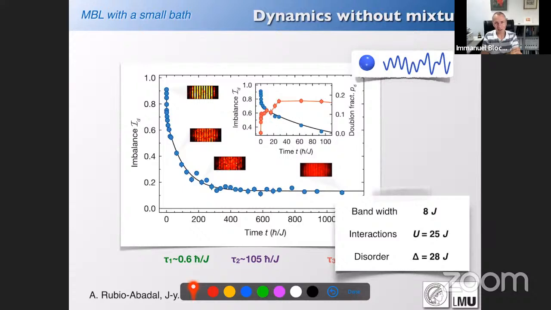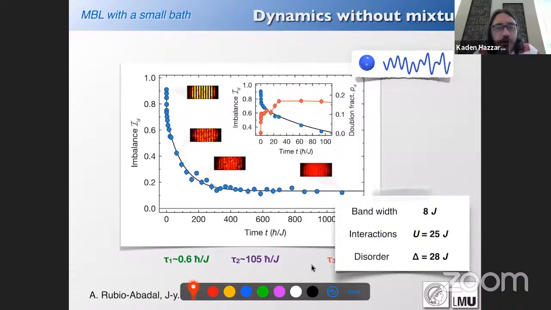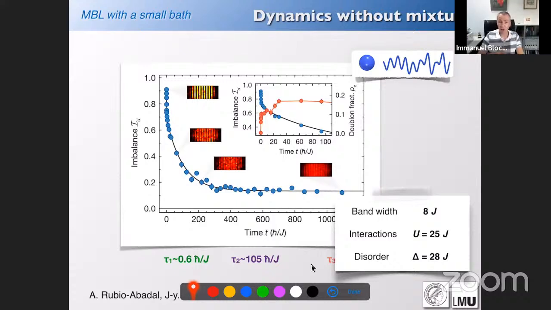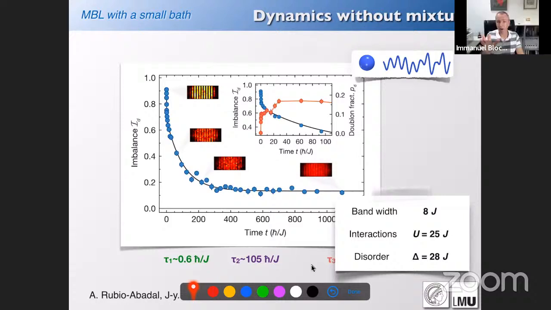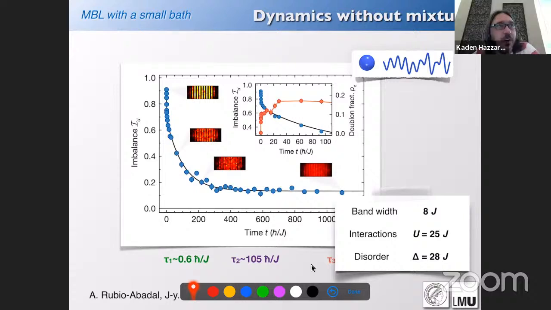Any more questions, comments? So this tau2 of 105 h bar over J, how does this depend on the quality of your bath and other things? Have you explored this? The quality of what? Say the size of the bath or other system parameters. No bath. Well, here there's no bath. We're going to discuss baths in the next lecture, where we introduce a bath into the system. Here there's no bath.